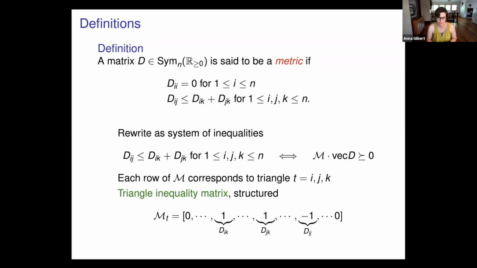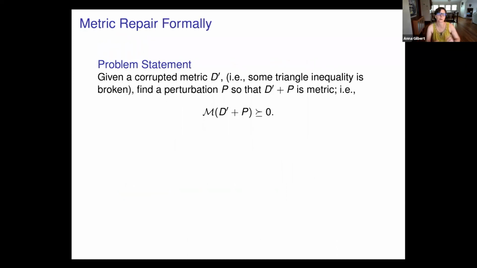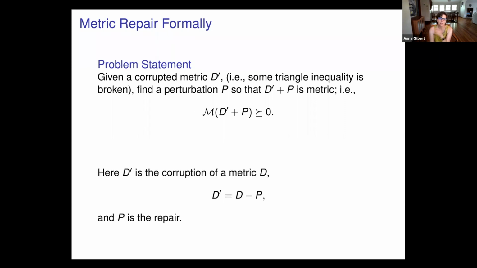Okay, so formally, here's our problem statement for metric repair. Here we're given a corrupted metric D prime. You know that some triangle inequality is broken, perhaps a large number of them, and you want to find a perturbation so that the perturbation of the corrupted metric is itself a metric. So you want to find a correction or a repair P, so that the new distances adhere to a metric. Here D prime is the corruption and P is the repair.